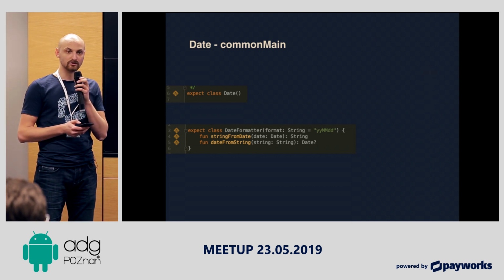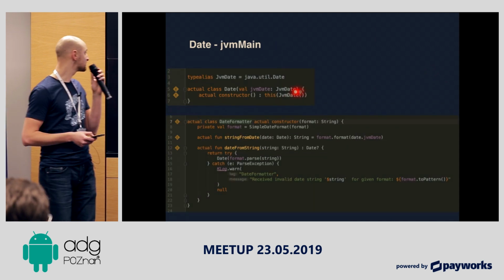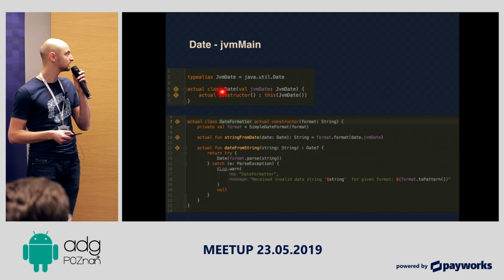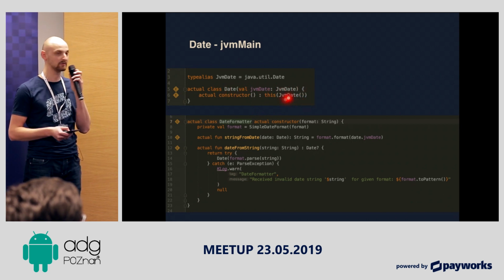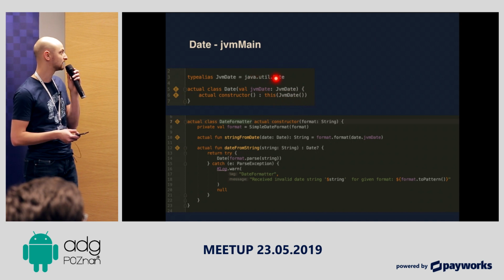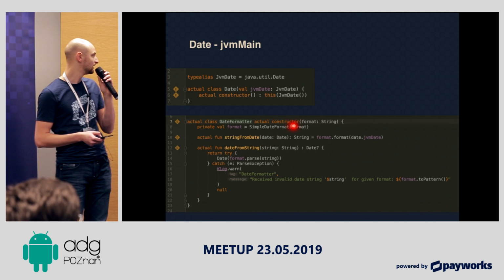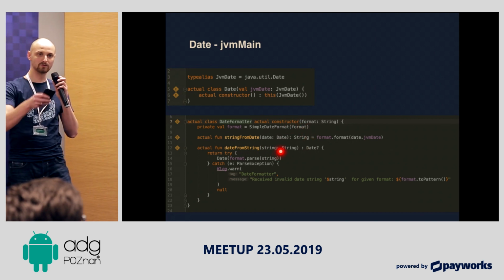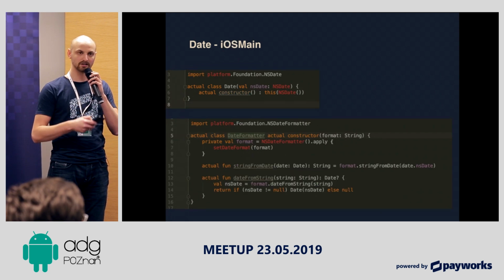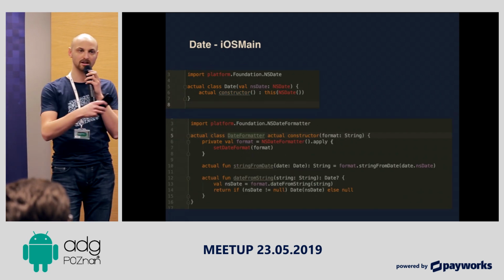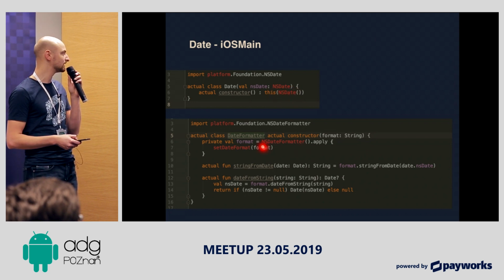So in the multi-platform, we have an actual. So this is a JVM. So now we have an actual date, which takes as a parameter a JVM date, and then we just initialize. And JVM date is just typealiased to Java date. And the date formatter, we just wrap around a simple formatter, and we just forward everything to that class, and then we return it back. And on iOS, we have the same. So this is like an iOS main. We just wrap around an NSDate, and we use an NSDate formatter.